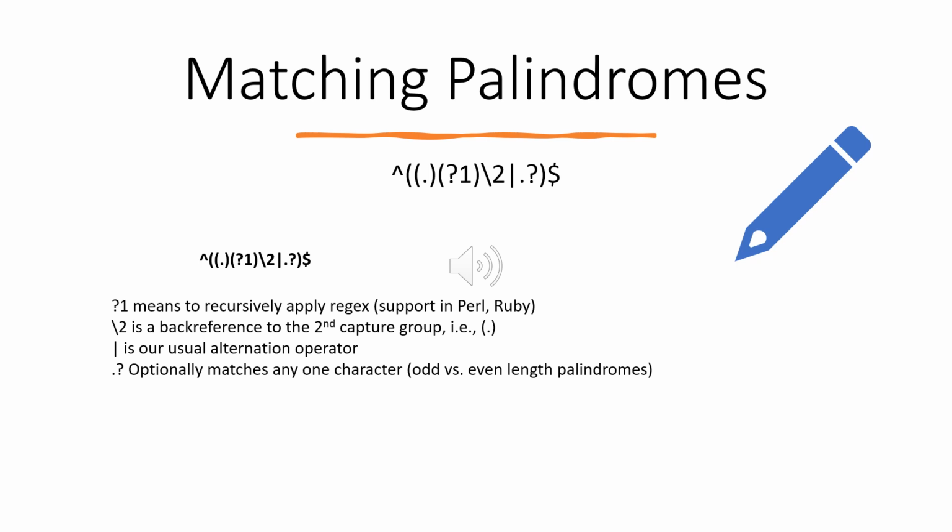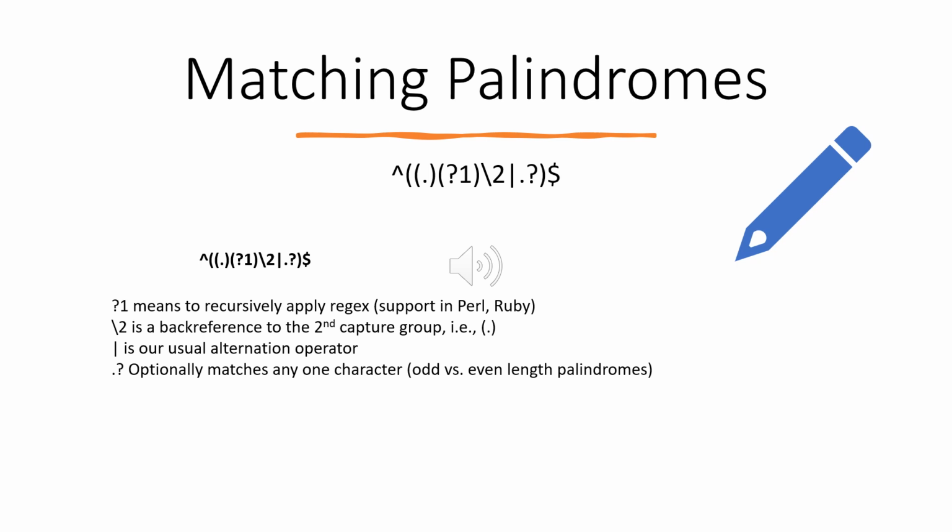So if you look at the regex, the dot within the parentheses is matching any character, and then the question mark 1 is recursively applying this regex on top of that, and so you keep reading in characters and matching them. But in the back reference, the \2 is back referencing the second capture group, and so that allows it to detect, okay, the last character needs to be the same as the first, the second last needs to be the same as the second, and so on and so forth.